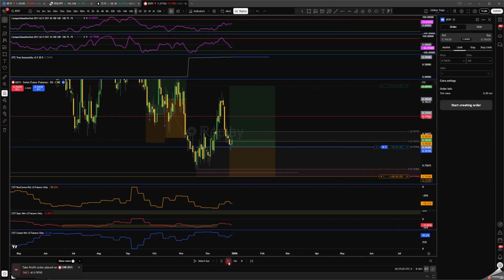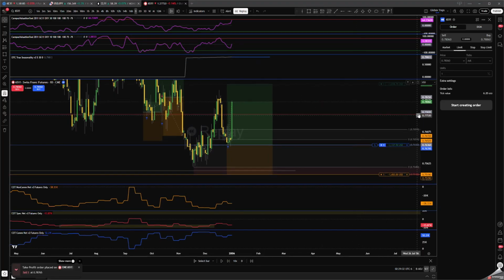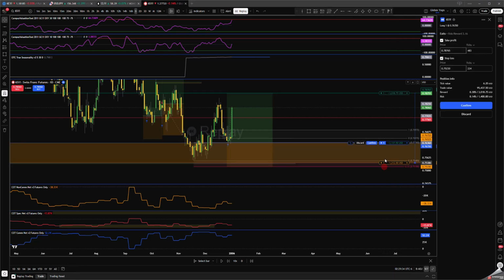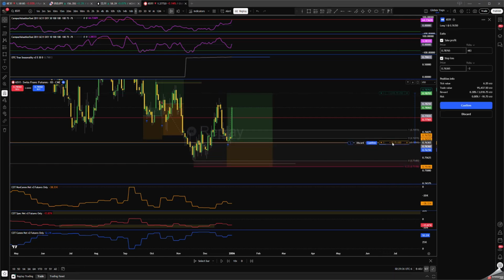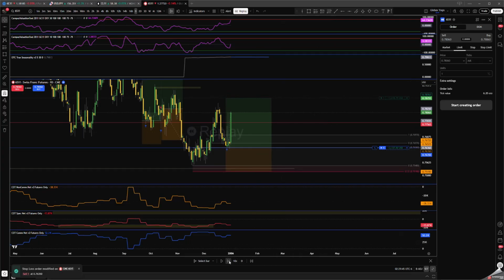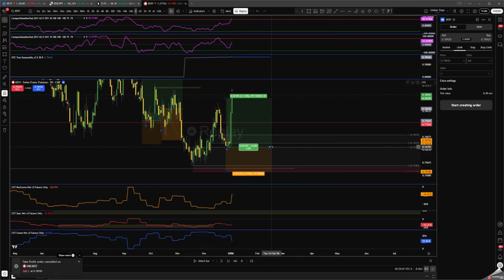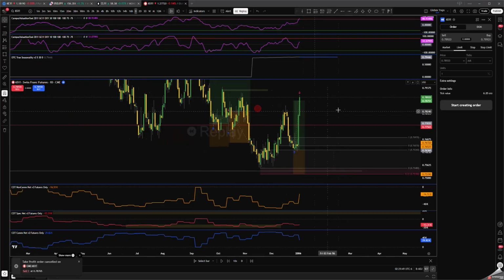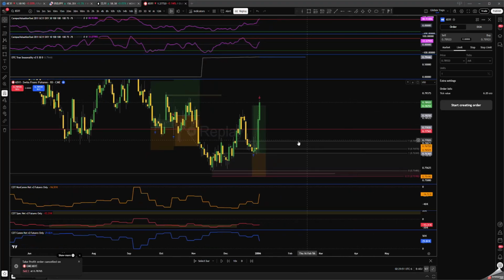Okay, so whoa. That is some good candle right there. Really bullish candle. Stop loss to break even. Okay, solid trade. So now I will remove these old zones here.